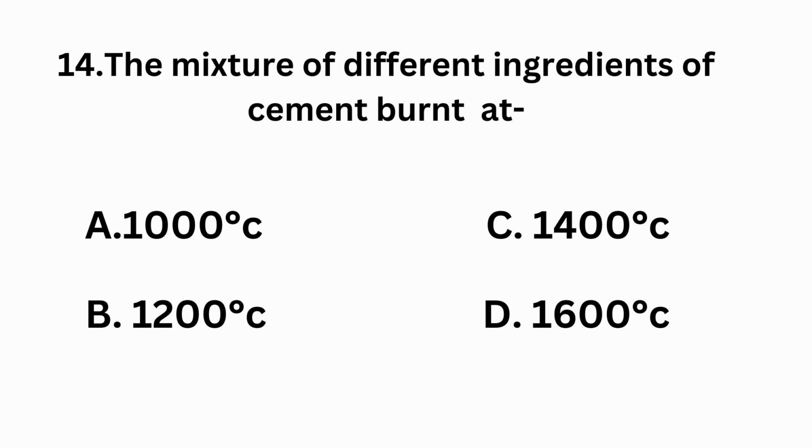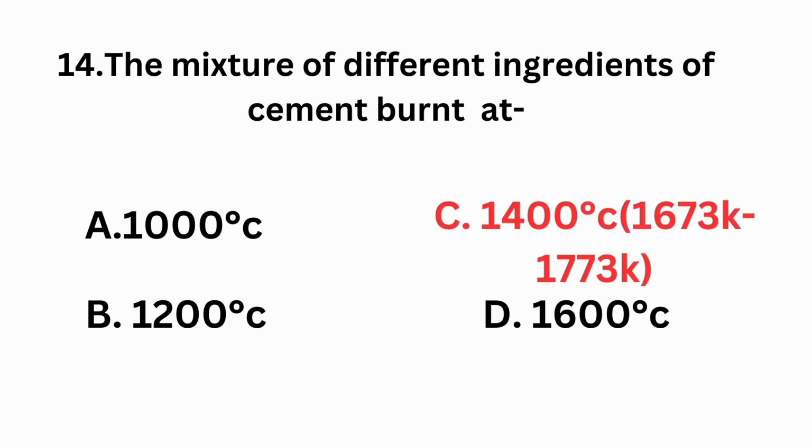The mixture of different ingredients of cement is burnt at A. 1000 degrees Celsius, B. 1200 degrees Celsius, C. 1400 degrees Celsius, and D. 1600 degrees Celsius. The mixture of different ingredients of cement is burnt at about 1400 degrees Celsius, which in Kelvin scale is 1673 Kelvin to 1773 Kelvin, where they get fused together and are known as clinker.